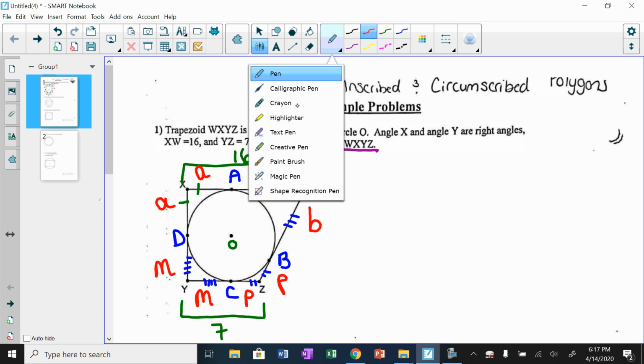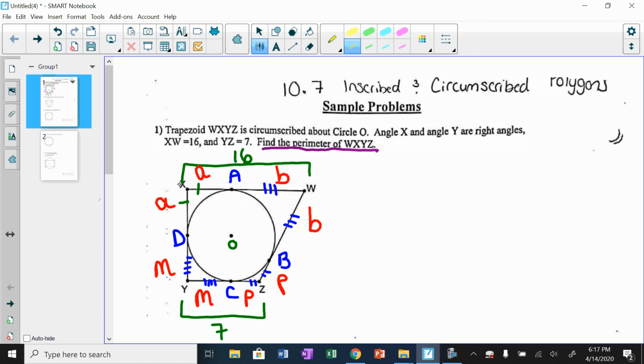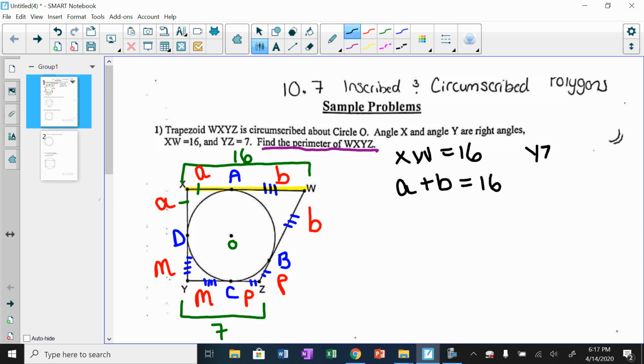Well, let's take one segment that has a length. We know XW equals 16. Well, what is XW made up of? Segment A length plus segment B length has to equal 16. What else do we know? We know that YZ has to equal 7. So what does that mean to us? It means that length M plus length P has to equal 7.